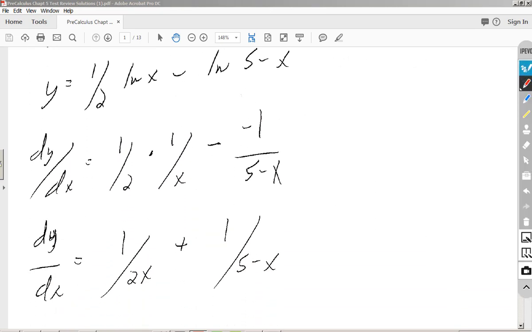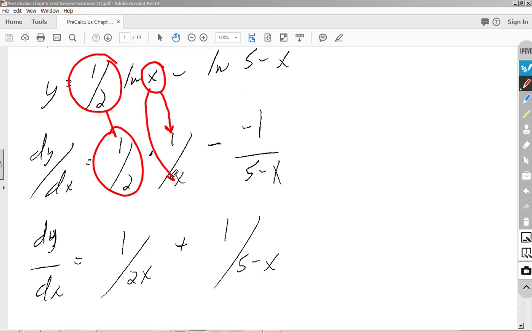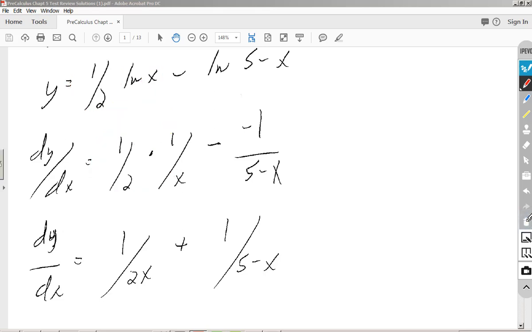If you remember correctly, the derivative of the ln is just u prime over u. So here I have my constant, which is 1/2. That stays constant. I'm going to take u prime over u. So the derivative of x is 1, and then u would be x, so 1 over x. So that's u prime over u. Now I'm going to do the same thing to the second part of my equation. I have 5 minus x. The derivative of 5 minus x is going to be -1, and that stays all over u, which is 5 minus x.